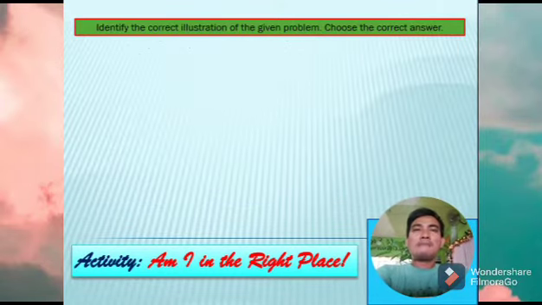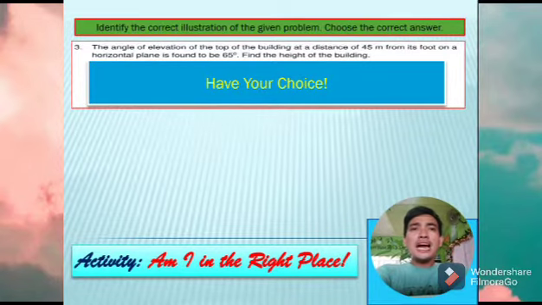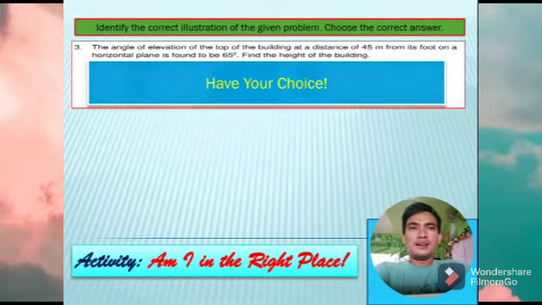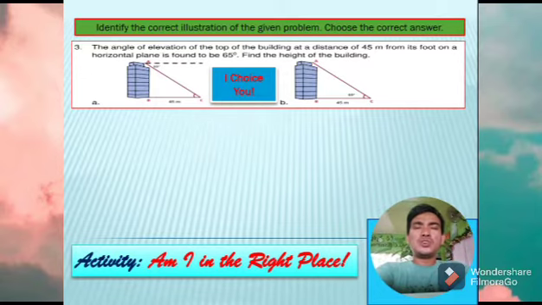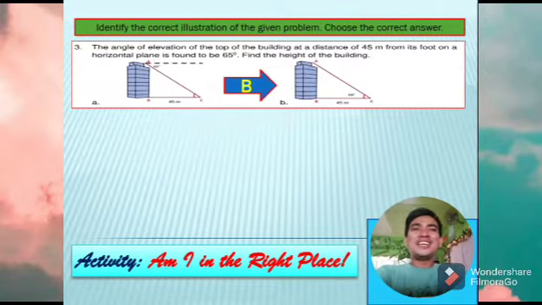Okay, next up. Number 3. The angle of elevation of the top of a building at a distance of 45 meters from its foot on a horizontal plane is found to be 65 degrees. Find the height of the building. How does it look like? Which one is the correct representation or illustration rather? Okay, so the answer is letter B.